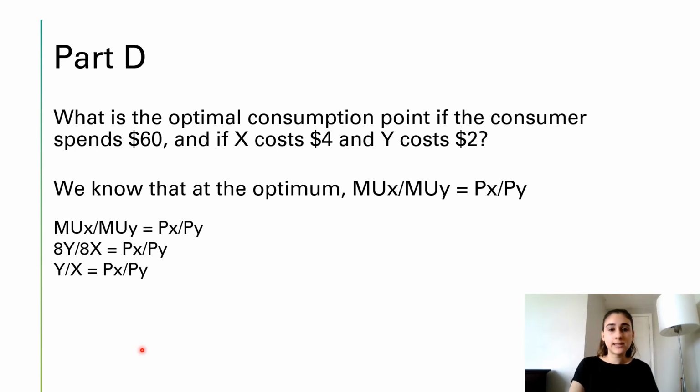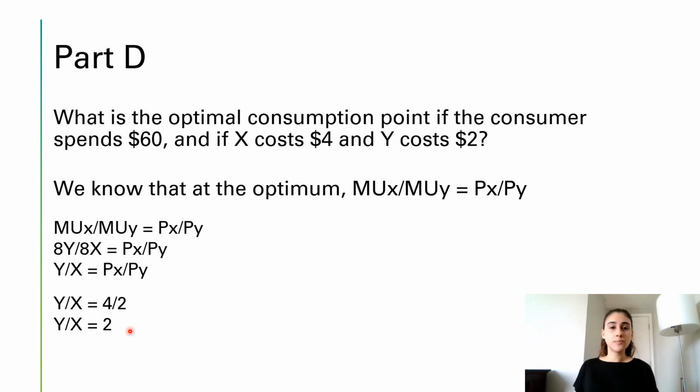Therefore, we can fill in the left side of this equation. We are also given the prices in this problem. The price of X is 4 and the price of Y is 2. So we can now fill in the right side of the equation. So let's simplify. 8Y over 8X simplifies to Y over X. And we know that P of X over P of Y, 4 over 2, simplifies to 2. So our simplified optimum equation is Y over X equals 2.